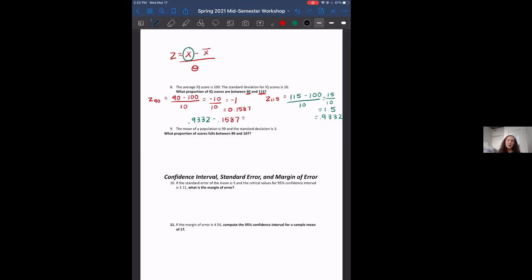So it's positive, but yes, you got it right. 0.7745, right? So the bigger one minus the smaller one gives us 0.7745. Good. Does anyone have any questions on this one?